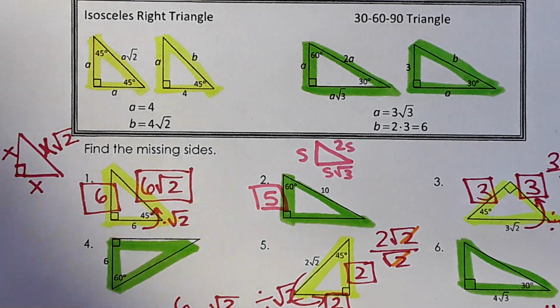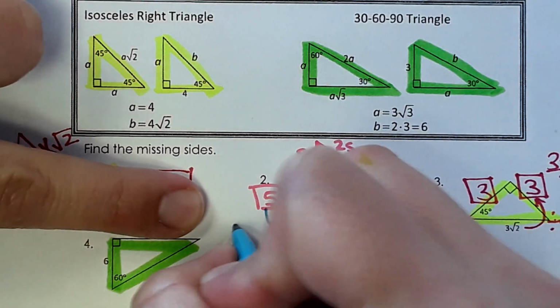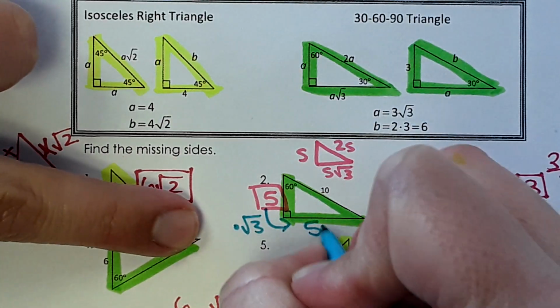This color looks like the same as the last one. Let me get a different color. Okay, so we get 5 here, and then to get the medium side, you multiply by square root of 3, so 5 square root of 3.